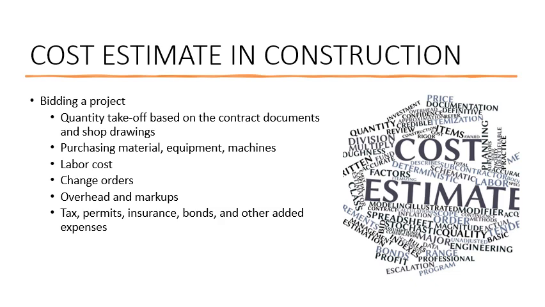And maybe during the project, after we start the project, we have some change orders, so we need to get back to our cost estimation and update the cost. Also, there are some indirect costs like overhead and markups, and some other expenses that we have to add to the project value, like the tax, permits, insurance, bonds, and some other indirect and hidden costs.